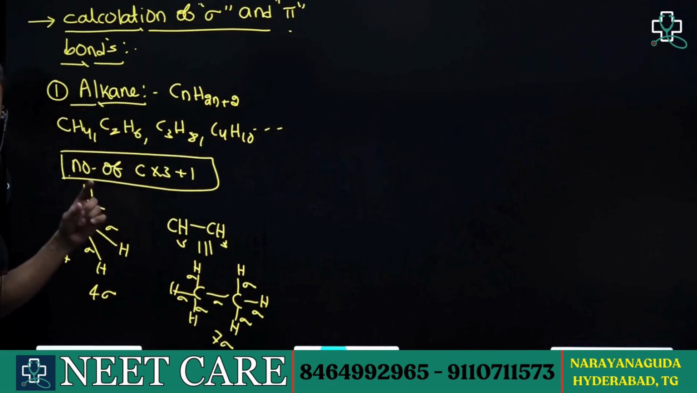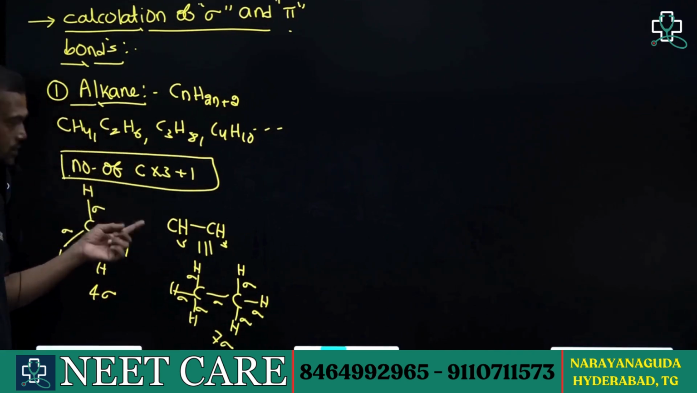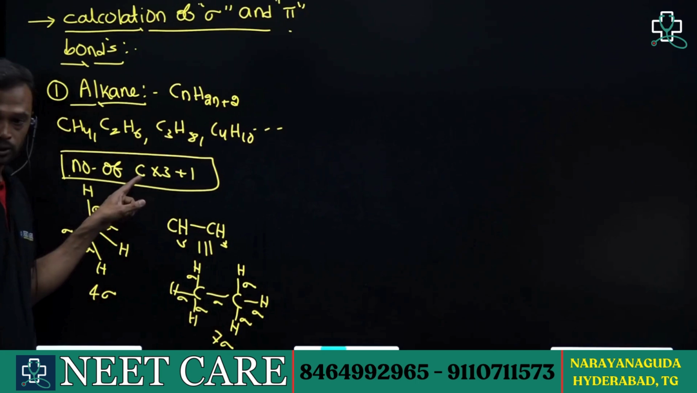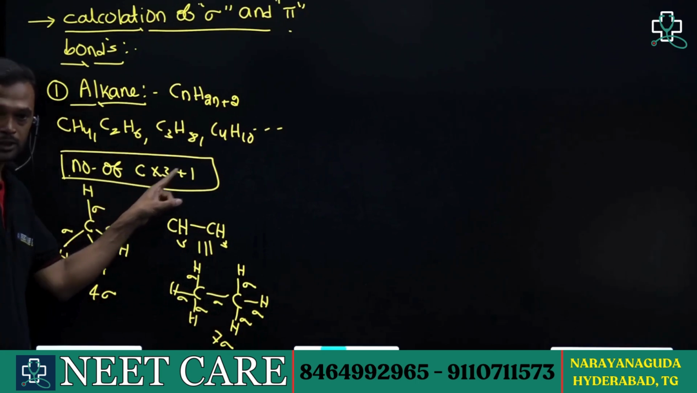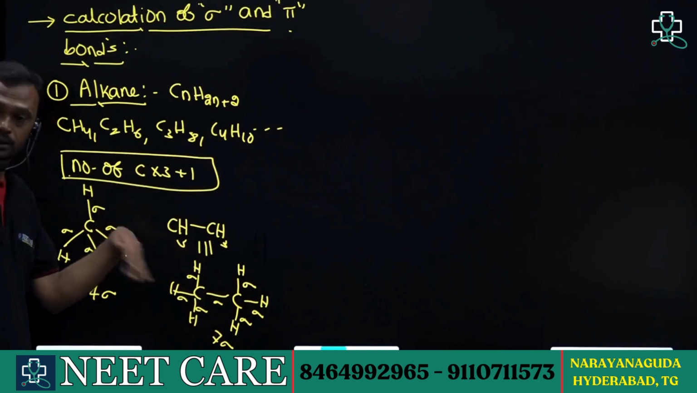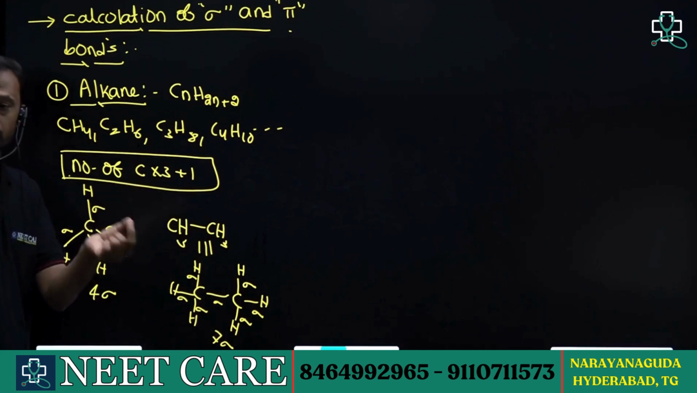Then how can you use this formula? Suppose here the number of carbons is 2. Substitute in this formula: 2 into 3 is 6, 6 plus 1 is 7. Matching or not? So you can use this formula directly. Otherwise, you need complete information about the structure.